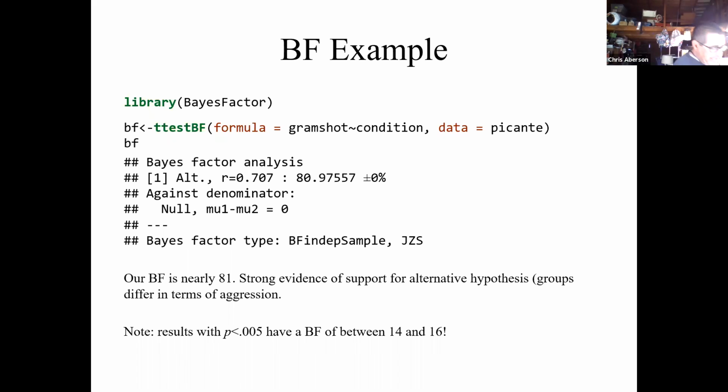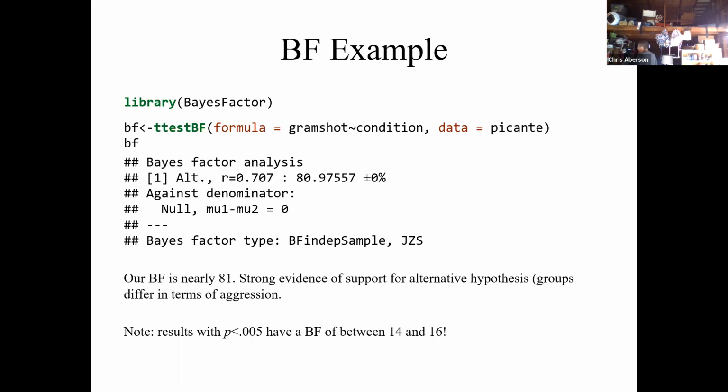You see that we can do this in R using a package called BayesFactor. There are certainly other packages that do this. With the BayesFactor package, we simply feed it the command ttestBF, and you can see you have to give it a formula and the name of a data file, and then it spits it out for us here. It tells us here that our Bayes factor is 80.97.